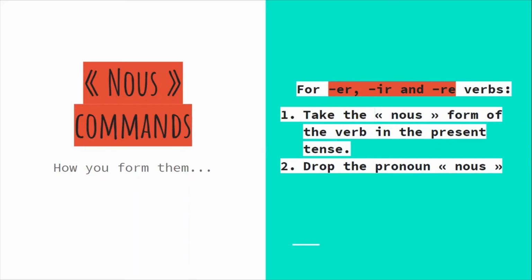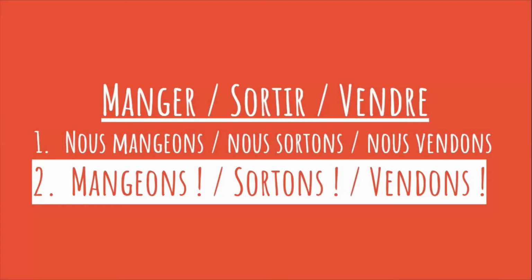C'est très simple. So we have manger, sortir, and vendre again. We're going to take the nous form. Nous mangeons, nous sortons, nous vendons, right? And what do we do in the last step? We drop the pronoun nous. So we get mangeons, let's eat. Sortons, let's go out or let's leave. Vendons, let's sell.